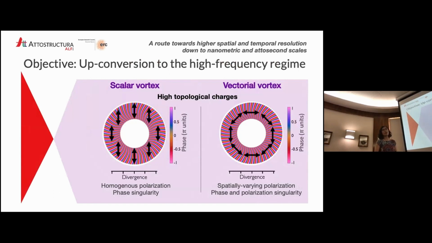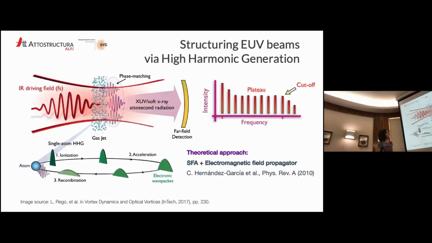And we used high harmonic generation since this is a route towards higher spatial and temporal resolution in the scale of nanometers and attoseconds. In all, the tool of high harmonic generation has been very important for extending the field of structured light beyond the optical range. The key idea is that we can transfer the properties of an infrared driver to the extreme ultraviolet or soft X-rays, because all the information is encoded in conservation laws.